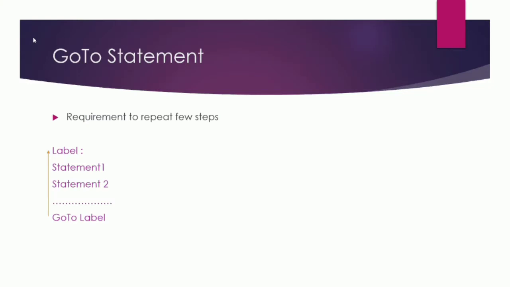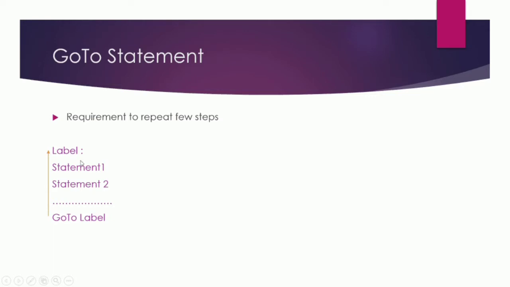In the last video we talked about the Case statement, and in this video we will talk about the Goto statement. The Goto statement is one of the important statements in VB Macro and almost all programming languages. Generally it is used whenever we have a requirement to repeat a few steps. Whenever we meet a certain condition and need to repeat the same steps again, we can use the Goto statement. So this is the syntax of the Goto statement.